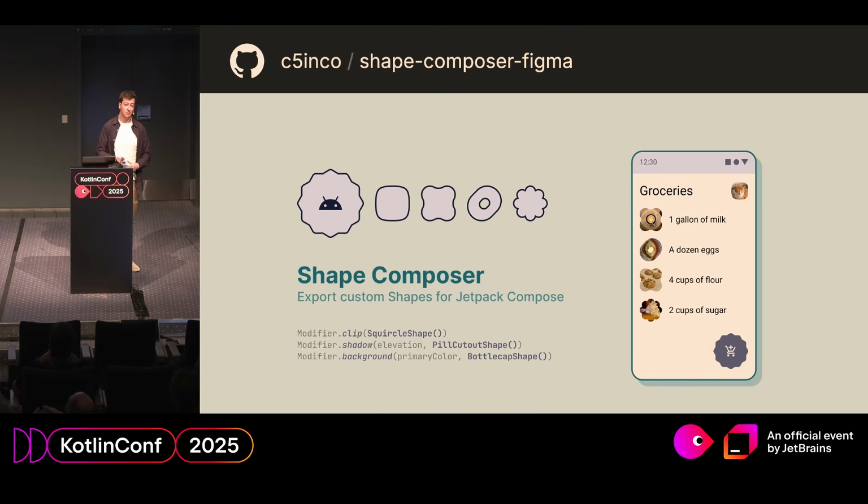Thankfully, there is a Figma plugin you can use called Shape Composer Figma. And what that will do is, for some given path data in Figma, will actually let you export Compose code. It won't quite give you the same dynamic sizing with the size parameter, but it gets you very close that you can then just tweak the values in the end.